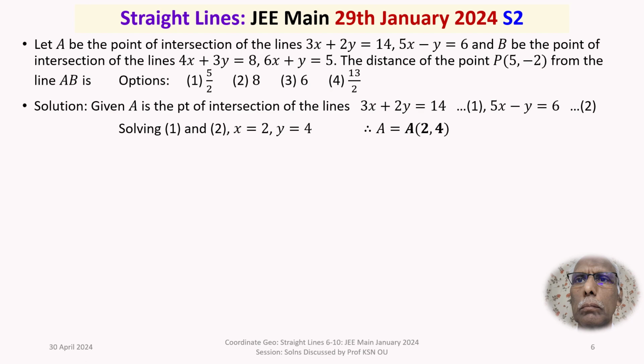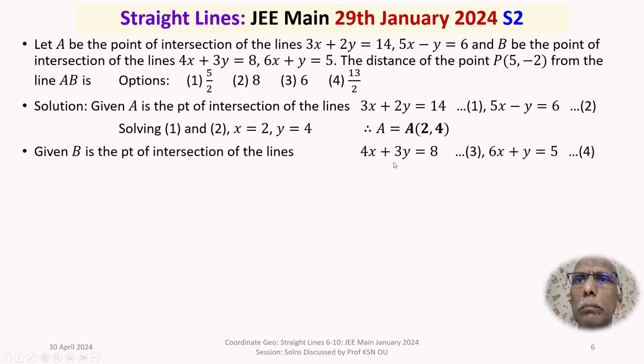Now we take the next 2 lines, which we call equation 3 and equation 4, and we are given B is the point of intersection of the lines 3 and 4. As above, we solve these 2 equations to get the coordinates of B. Solving 3 and 4, we get x is equal to 1 by 2, y is equal to 2. Therefore, the coordinates of B are 1 by 2, 2.